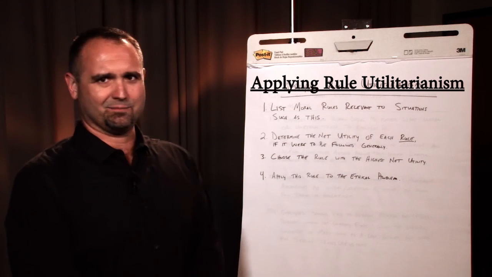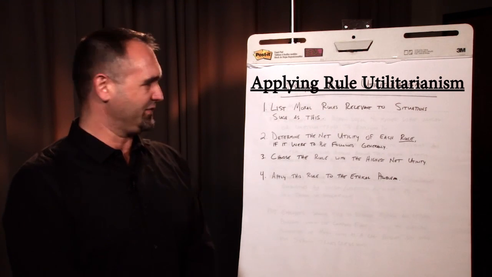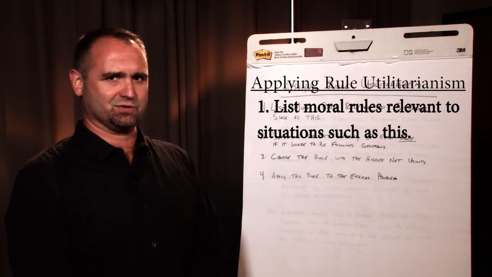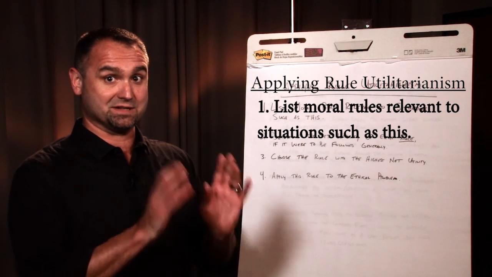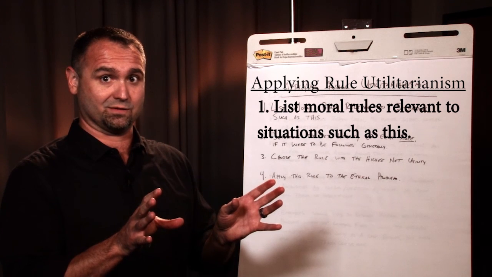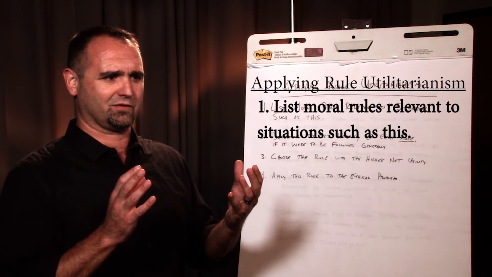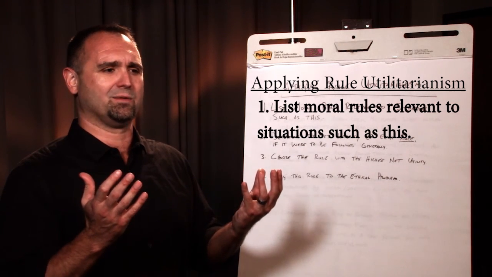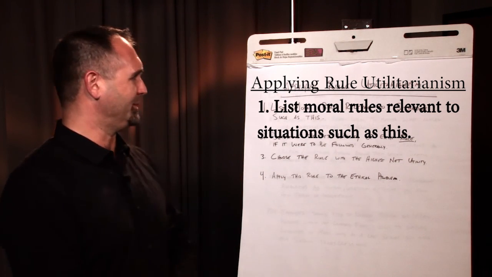In applying rule utilitarianism, you'll notice that this is fundamentally different from act utilitarianism. We're not starting by talking about what the fundamental problem is. We start by listing rules relevant to the situation at hand. So not just this situation, but other situations as well. Think of this more as a question of what should someone in Carina's position do about this problem, rather than what should Carina do about this problem.